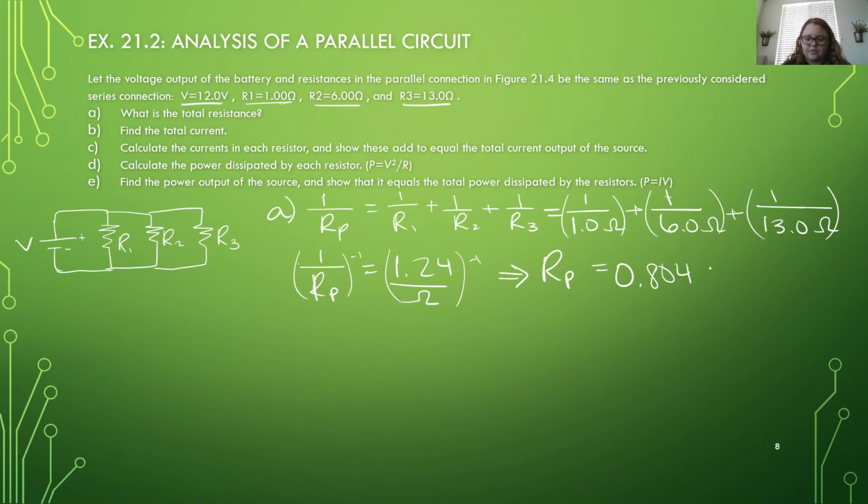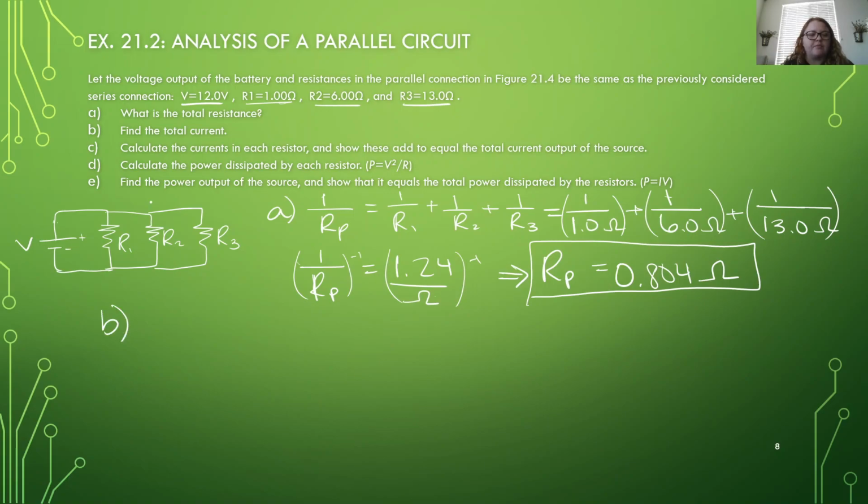I can double check that that's correct by doing it a couple of different ways, and yes. So this is my resistance, and when I inverse this, the units go up top. So now I have it in ohms, which is perfect. That's what I'm looking for. So this is my overall resistance of this parallel circuit. All right. So that is the first part.